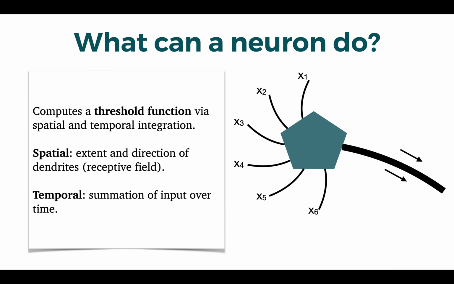So these are our dendrites, right? X1, X2, X3. You can have an unlimited number of dendrites. There's not a cap on the number of dendrites you can have.